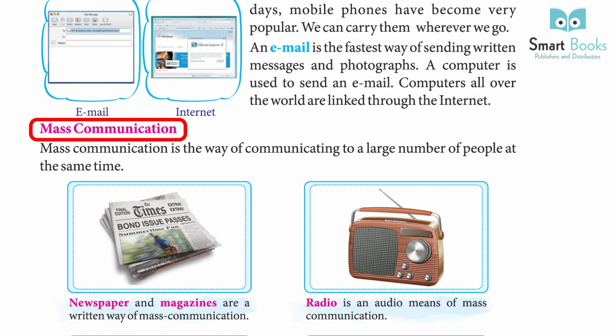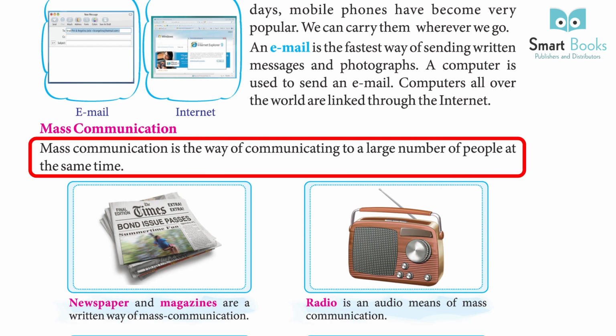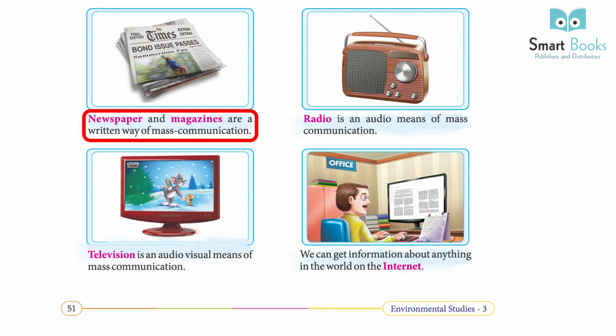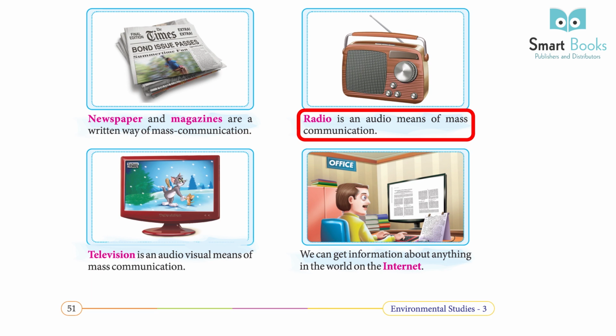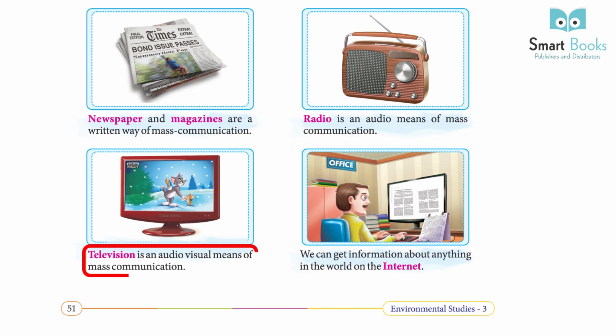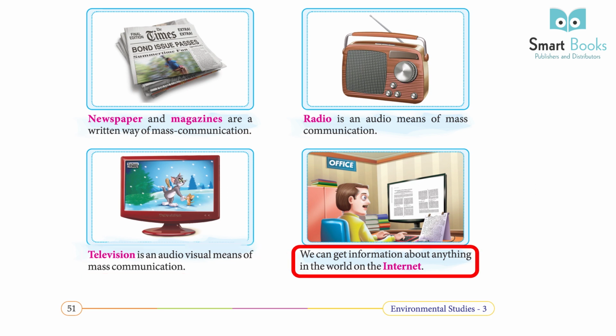Mass communication. Mass communication is the way of communicating to a large number of people at the same time. Newspapers and magazines are a written way of mass communication. Radio is an audio means of mass communication. Television is an audio-visual means of mass communication. We can get information about anything in the world on the internet.